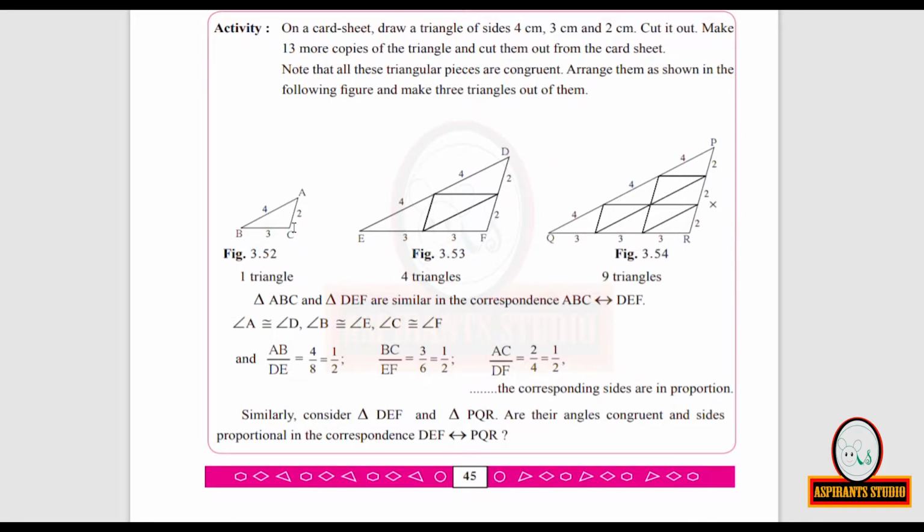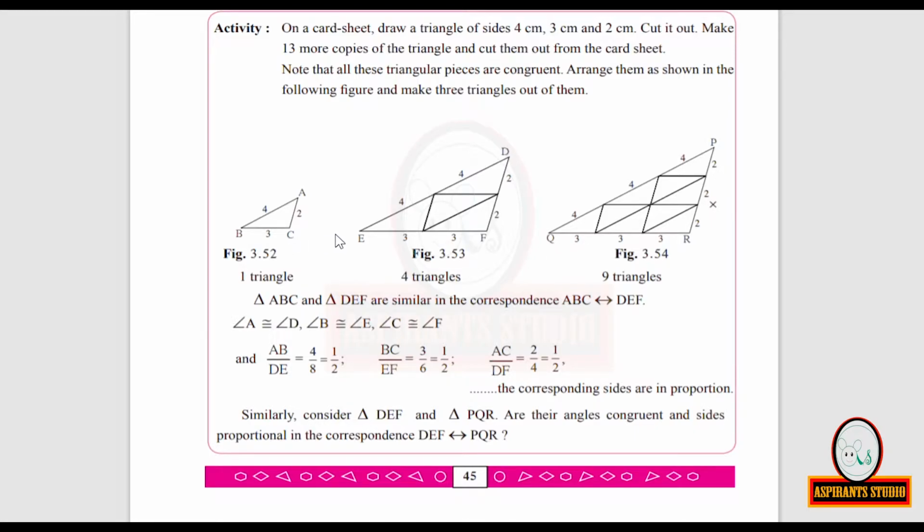Here, in the first triangle, 1 triangle is there. In the second triangle there are 4 triangles. So 1 plus 4 is 5. And in the third triangle there are 9 triangles. So 5 plus 9 is 14. So all the 14 triangles are arranged in such a manner.